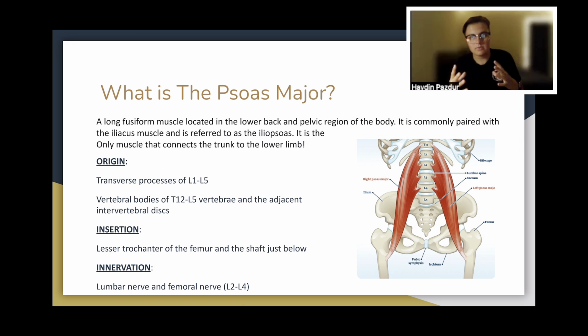The psoas major is commonly paired with another muscle called the iliacus, and these two muscles create a muscle known as the iliopsoas. But for my presentation, I'm just going to be focusing on the psoas major. The psoas major is the only muscle that connects the trunk to the lower limb.